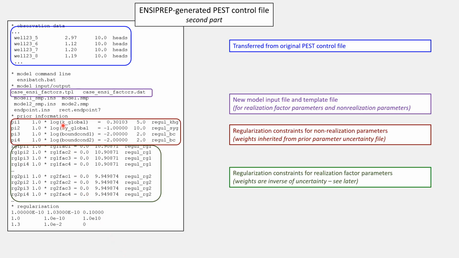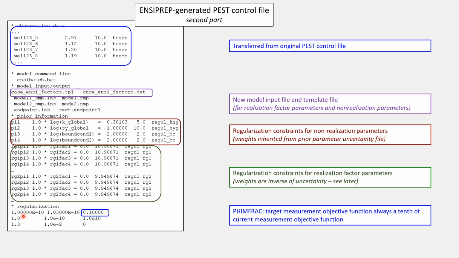Now each of these prior information equations has a weight, and the weight is the inverse of the prior uncertainty of the respective parameter. For global parameters, the prior uncertainty came from the prior uncertainty file that we gave to ENSI Prep when it generated the pest input dataset. The uncertainty associated with realization factor parameters we'll talk about in a moment.